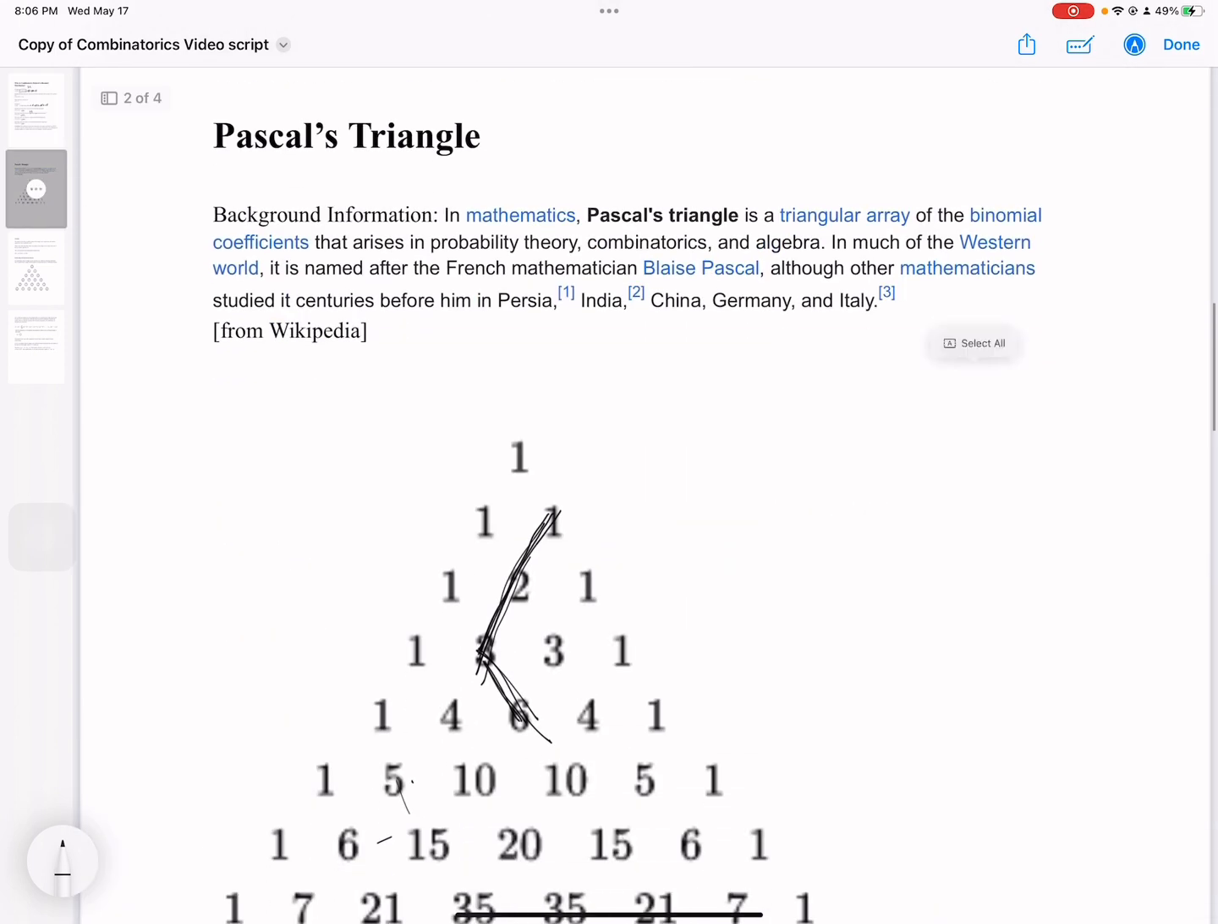Okay, so the next thing that we are going to be talking about is the Pascal triangle. So here is some background information. Pascal triangle is basically a triangular array of the binomial coefficient that arises in probability theory, combinations, and algebra.